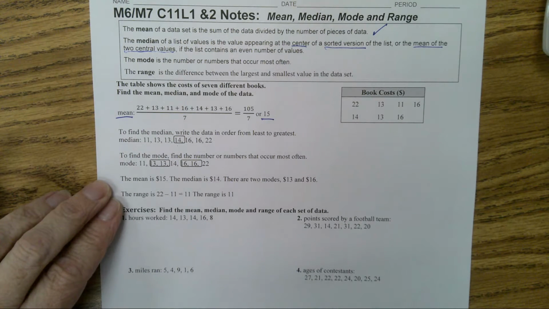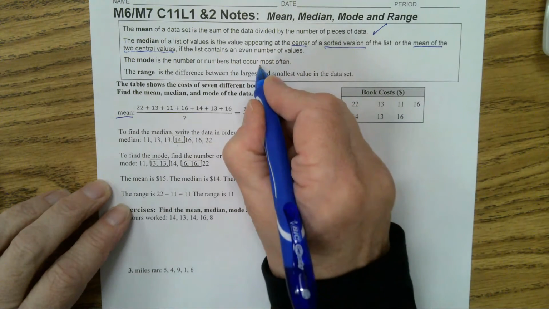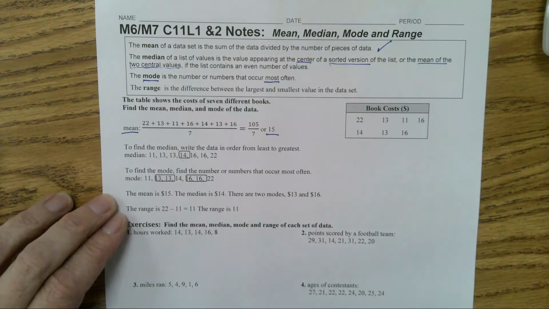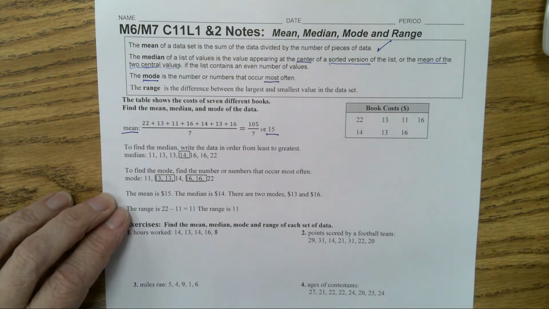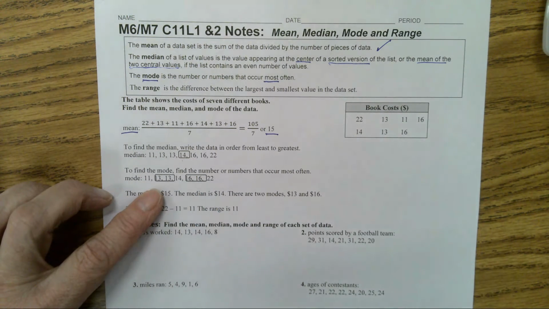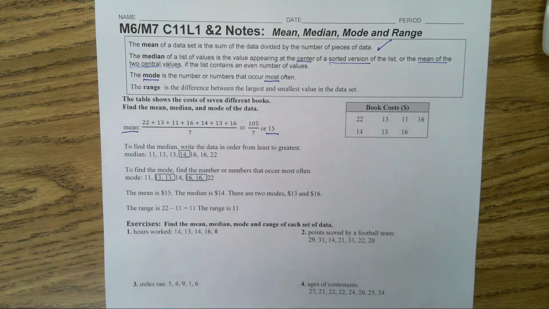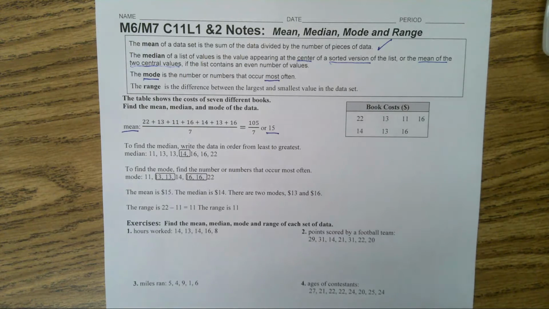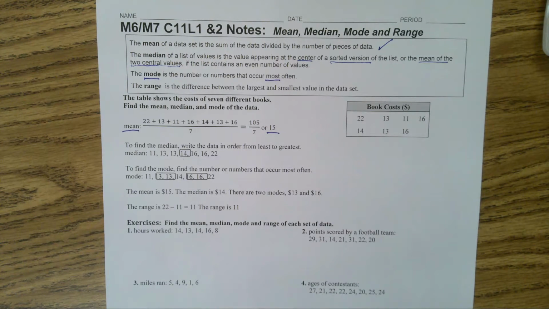Mode is the number or numbers that occur the most. Mode and most both have an MO. They both have 4 letters. They sort of start off sounding like mode and most often. Here we have 2 modes. You have a 13 and a 16. So you can have more than one mode, but if the 16 occurred one more time than the 14, then the 16 would have been the mode. So it's the number that occurs the most. If they all occur the same number of times, there is no mode.